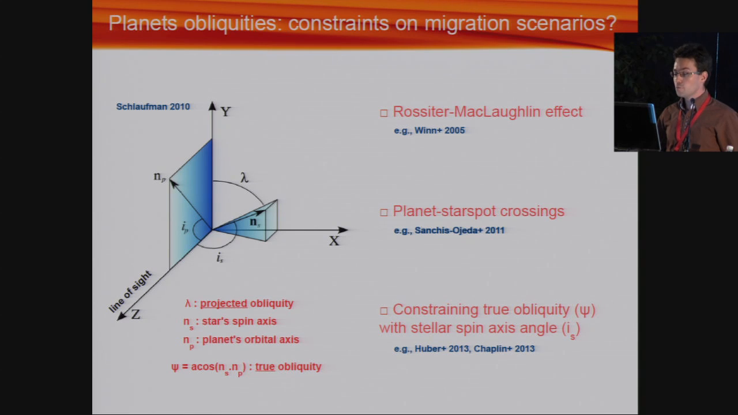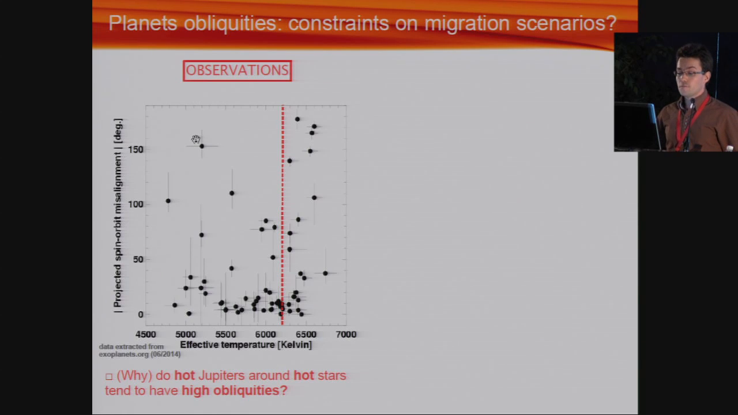I will also point out that under some special conditions, it is possible to actually constrain the true obliquity when having access to the inclination of the stellar spin axis relative to the line of sight, which can be done, for instance, through CoRoT seismology. The sky-projected misalignment angle has now been obtained for about 60 planets so far. These are mainly hot Jupiters with orbital periods below 10 days, and they are displayed in this plot as a function of the star's effective temperature.